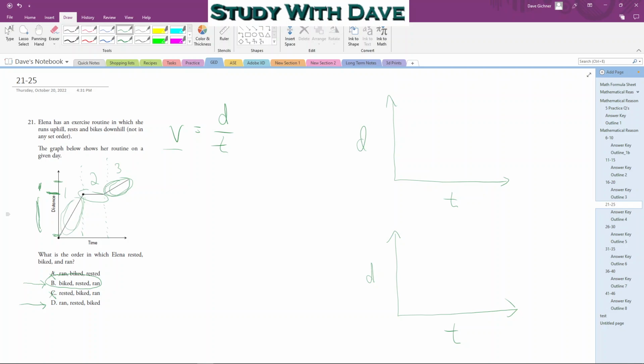And just to point out something that will hopefully make a little bit of sense, if she were to run uphill at a certain speed, then rest, and then bike downhill to where she started at the same speed, it would look something like that. One thing that you won't see, obviously you'll never see anything like that, because that would mean she got in a time machine and went back to the future or the past. I don't know. Don't worry about that.